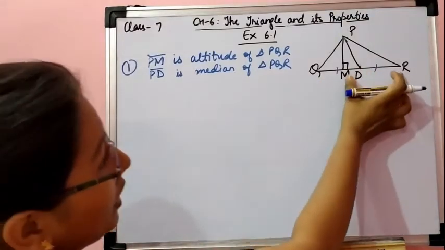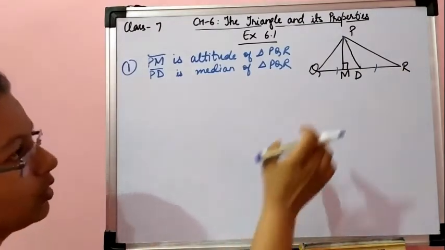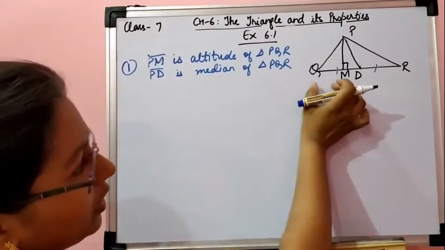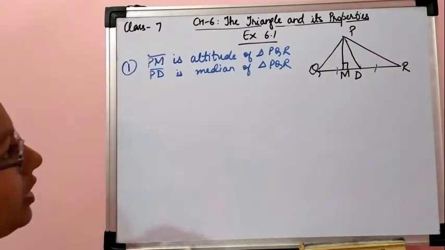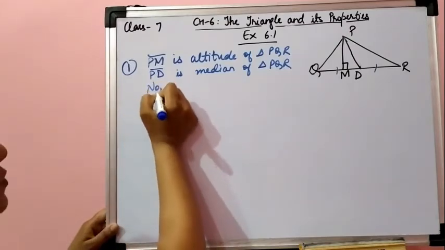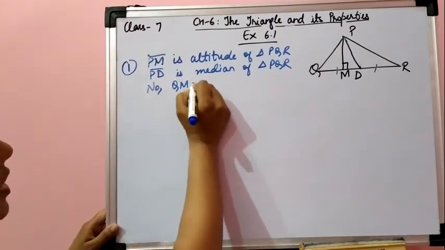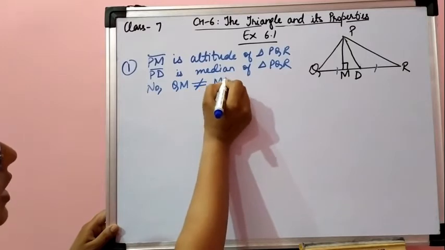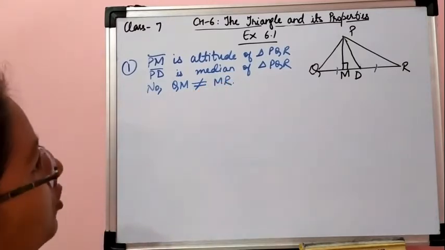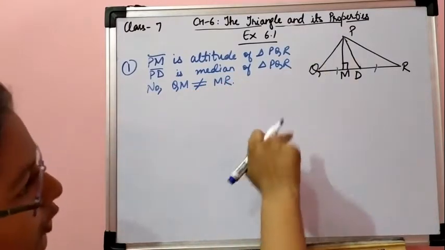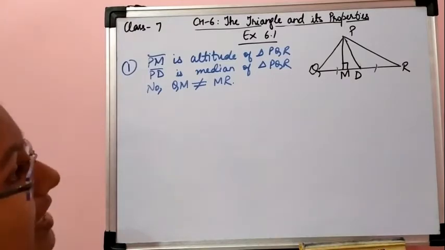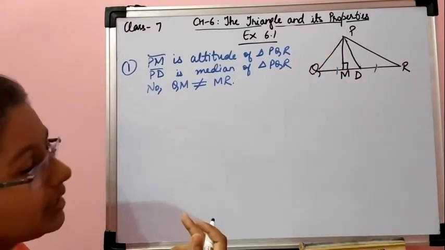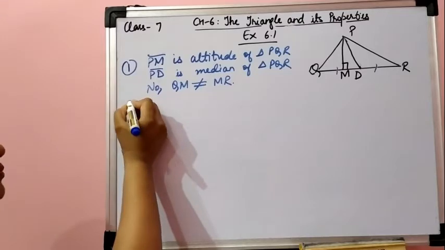क्या QM और MR इक्वल है? नो. QD और DR इक्वल है, पर QM और MR इक्वल नहीं है. So the answer will be no. QM is not equal to MR. Very simple question. आपको पता है अगर altitude क्या होता है, median क्या होता है, then we can easily identify that which one is altitude and which one is median.